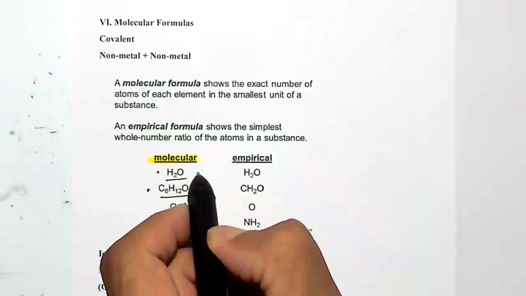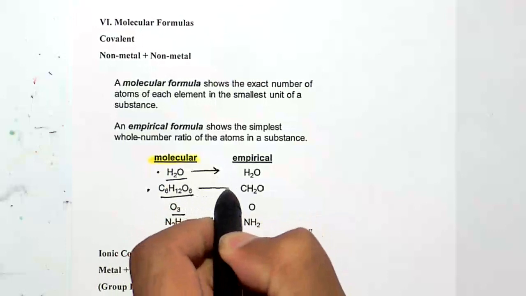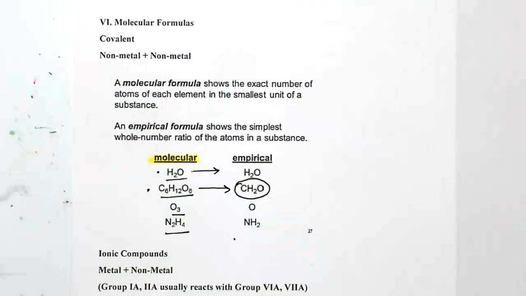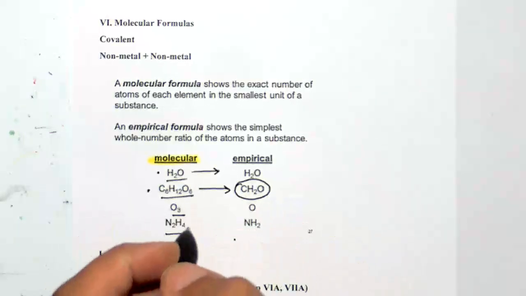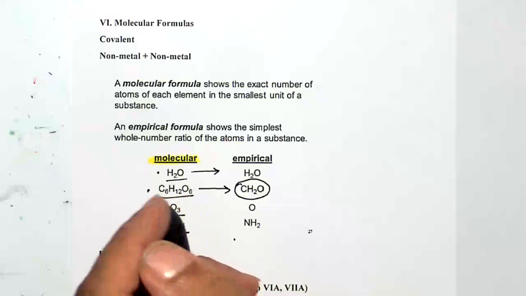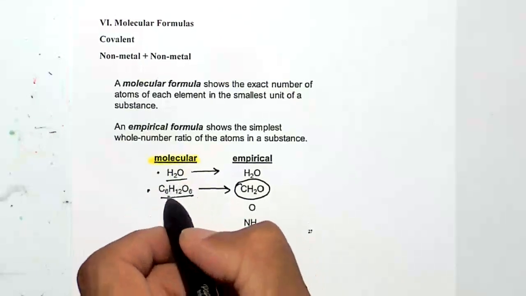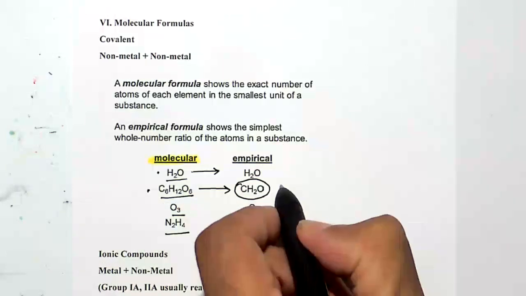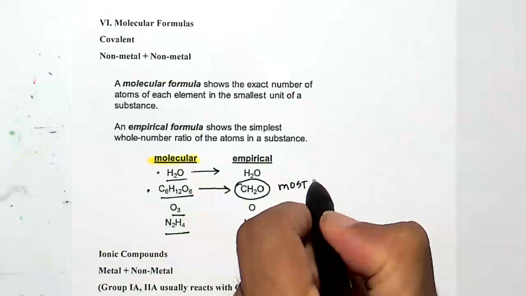Okay, the empirical formula, what do you think the empirical formula is? Okay, simplify. Simplify means most reduced. How do we reduce C6H12O6? How can we reduce this? Divide by 6? Divide by 6 is correct. So this is the most reduced.